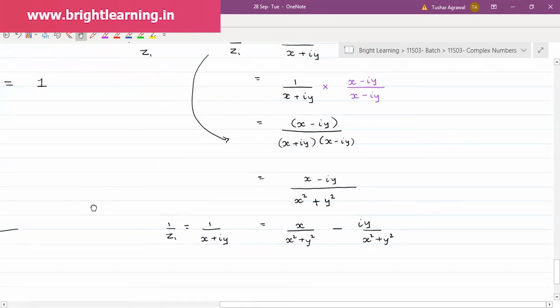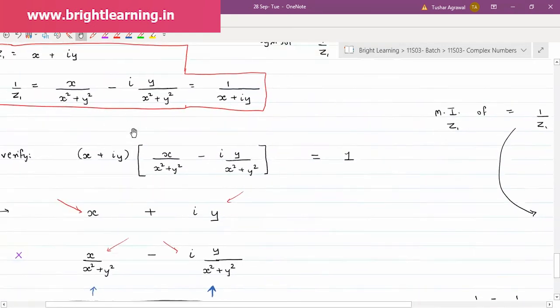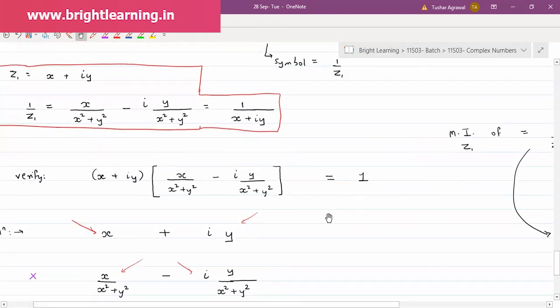Okay. So now do you understand how to remember it? Instead of memorizing this ugly formula, in the exam, on time also, you can calculate the multiplicative inverse of any particular given number.